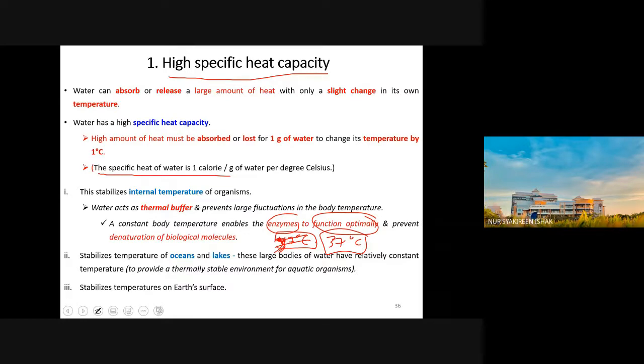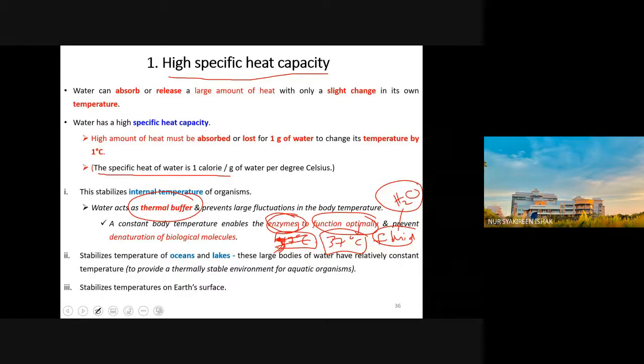So your body is full of fluid, and this fluid is mostly composed of water. So the water within your body will function as a thermal buffer to make sure your body is maintained at 37 degrees to make sure the enzymes within your body function optimally. For example, if you were in a desert, obviously the temperature in the desert will be very hot, but that will not make your body fluid the same as the atmospheric temperature.